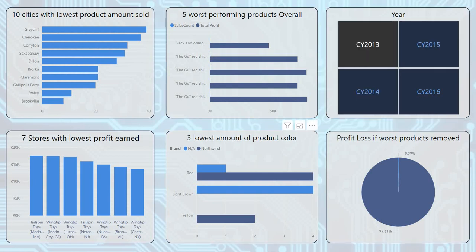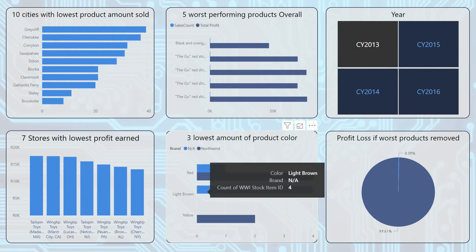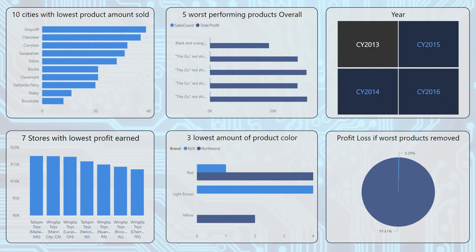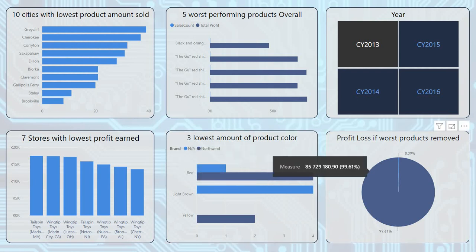And then also we get to see which product color is selling the least amount as well, which would be yellow. And then lastly, we have a pie chart here, which just displays if the worst performing products were removed, how much profit would we lose.